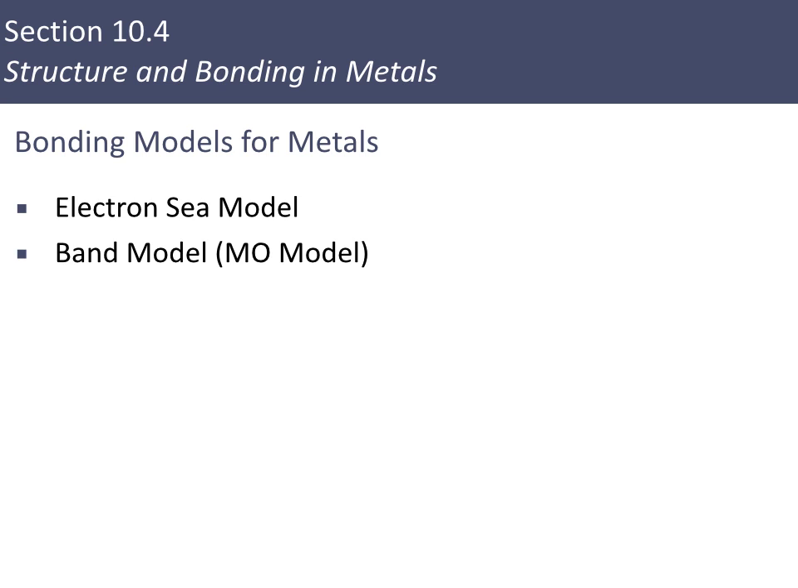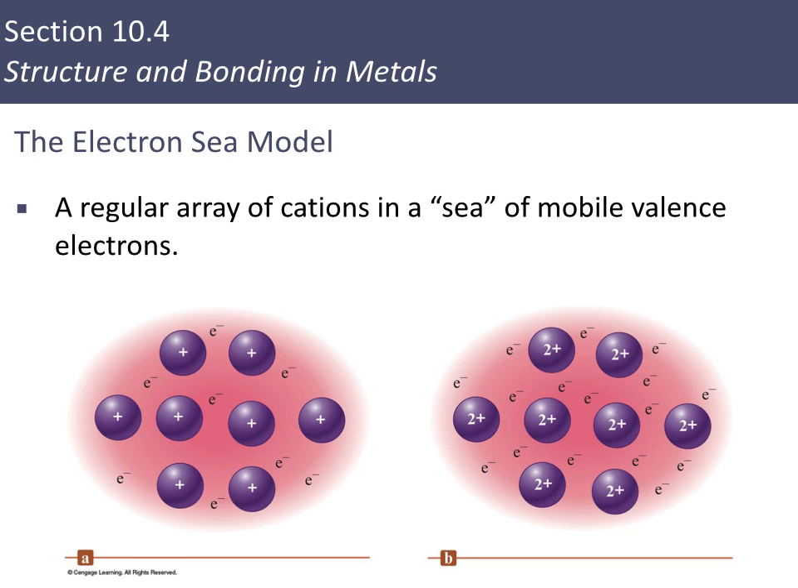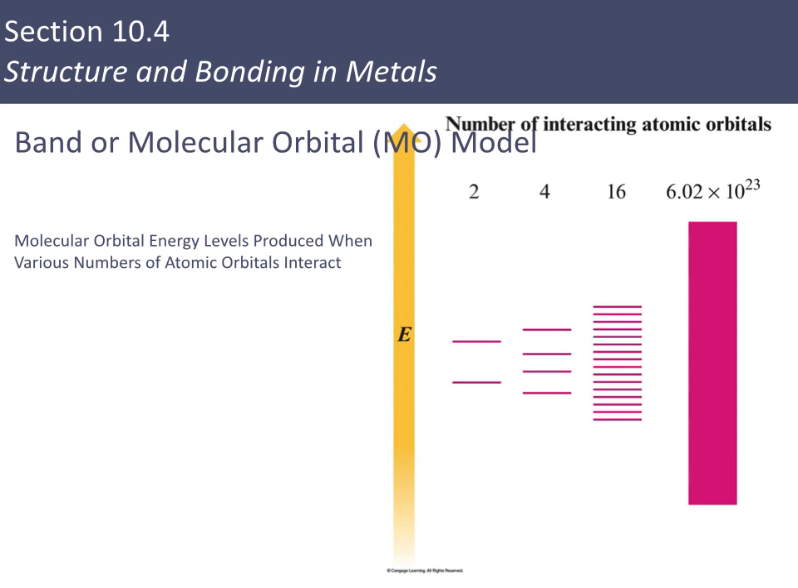So there are 2 models to describe the way that electrons would behave in a metal. The first one is the electron sea model, and for this one, there's a regular array of cations, so the cations are evenly spaced, and they're sort of floating in a sea of electrons. Another model is the band or molecular orbital model, and here electrons are assumed to travel around the metal crystal in molecular orbitals formed from valence atomic orbitals of the metal atoms.